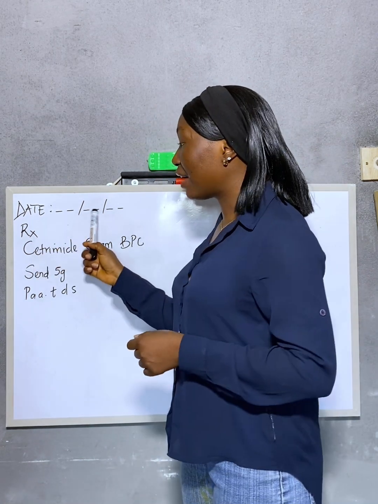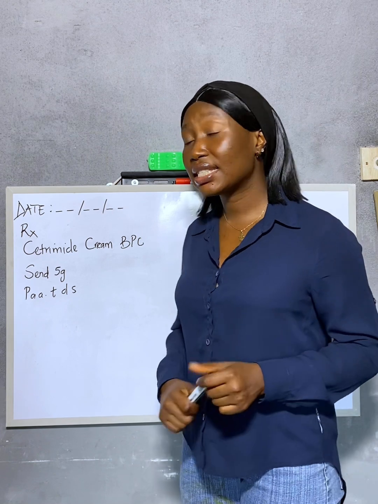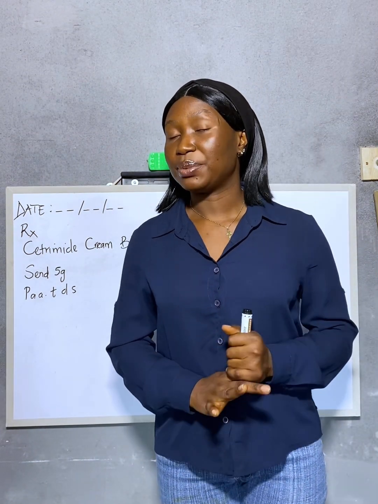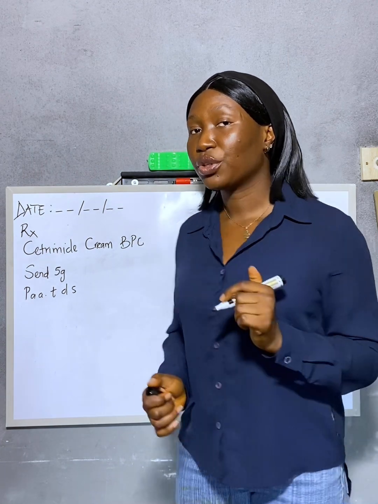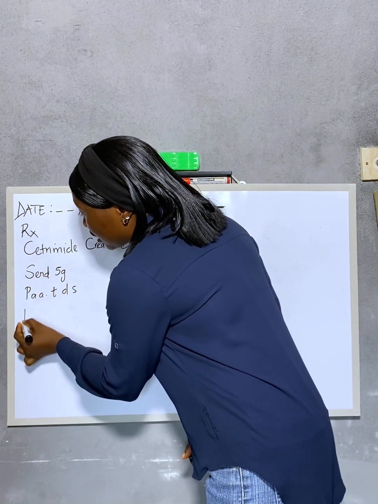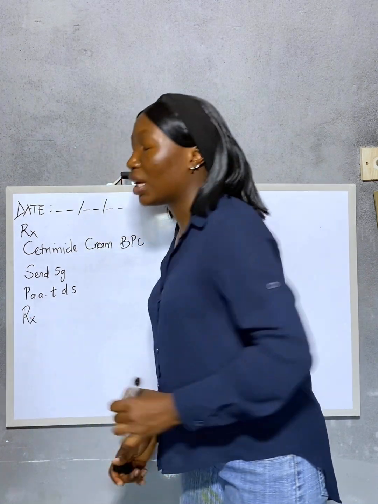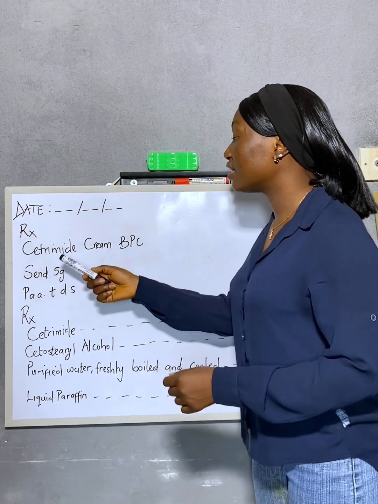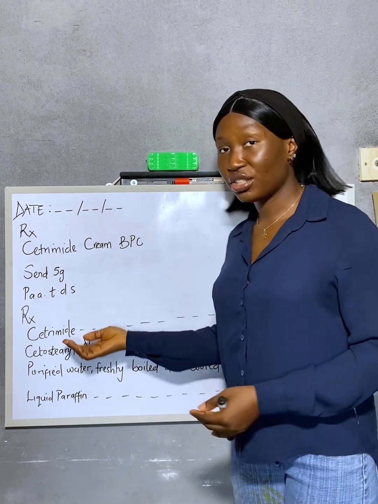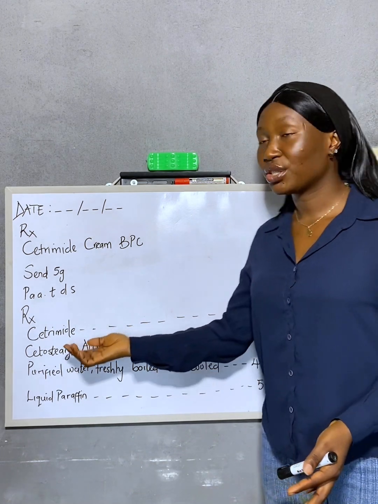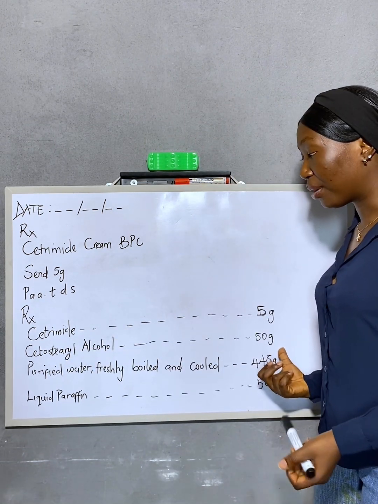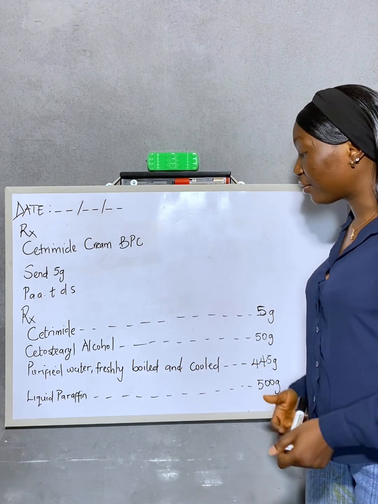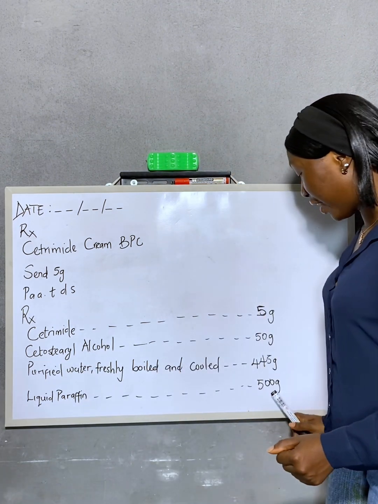Don't forget, you always have your date before this, and then since this is a BPC product, we are to obtain the ingredients from the BPC. And always, before you write down the ingredients, do not forget to write down your RX symbol as well. Now, these are the ingredients required in making cetrimide cream. You have your cetrimide, 5 gram. You have cetostearyl alcohol, 50 gram. You have purified water, freshly boiled and cooled, 445 gram. You have liquid paraffin, 500 gram.